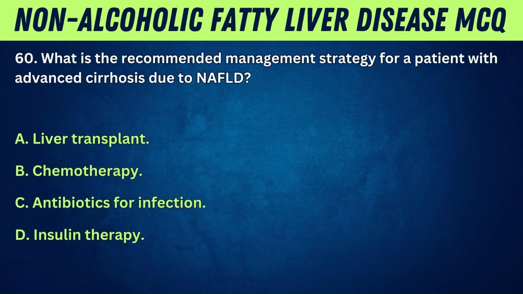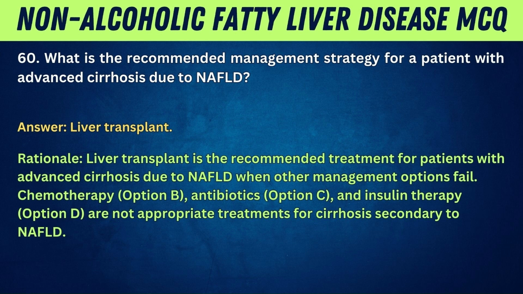60. What is the recommended management strategy for a patient with advanced cirrhosis due to NAFLD? A. Liver transplant. B. Chemotherapy. C. Antibiotics for infection. D. Insulin therapy. Answer: liver transplant. Rationale: liver transplant is the recommended treatment for patients with advanced cirrhosis due to NAFLD when other management options fail. Chemotherapy, option B, antibiotics, option C, and insulin therapy, option D, are not appropriate treatments for cirrhosis secondary to NAFLD.